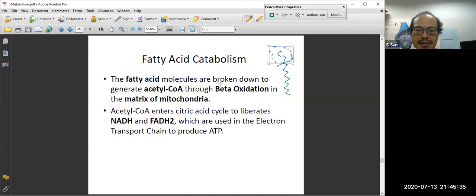So that's the process that converts fatty acid to acetyl through beta oxidation. So this is a term you will see in your quiz. Where is it? Beta oxidation is in the matrix of mitochondria. So this one is processed in the mitochondria. And what's the process to convert fatty acids to the acetyl-CoA? Beta oxidation.